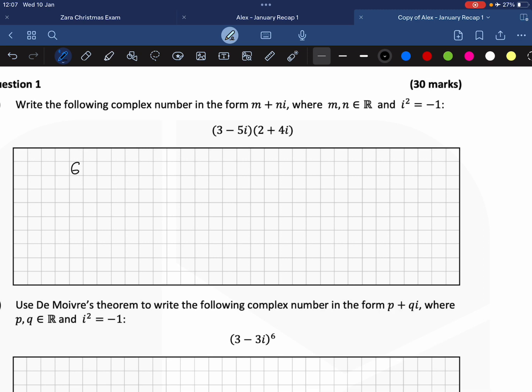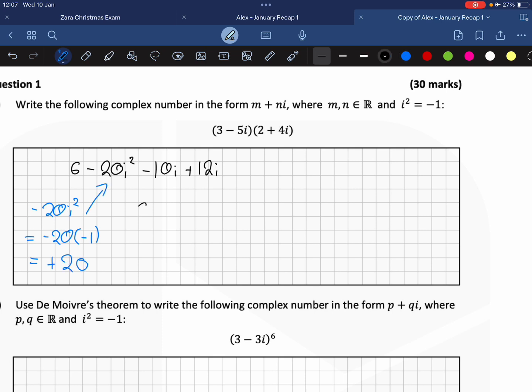3 by 2 gives you 6, minus 5i times 4i gives you minus 20i squared, minus 5i by 2 gives you minus 10i, and then we have 3 times 4i, which is plus 12i. So we know that minus 20i squared is the same as minus 20 by minus 1, which is equal to plus 20, which is this bit right here.